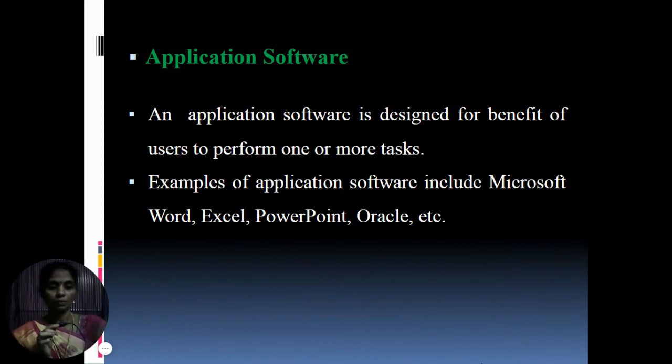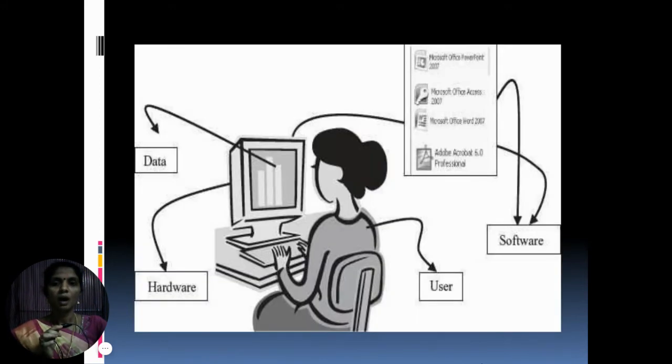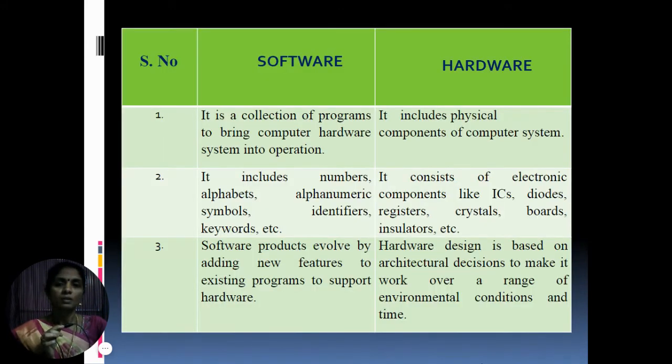Next, to discuss what is hardware and what is software. Software is a collection of programs to bring the computer hardware system into operation. So what is called the hardware? The hardware includes the physical components of a computer system. Next, the software includes numbers, alphabets, alphanumerical symbols, identifiers, keywords, etc. Hardware consists of electronic components like integrated circuits, diodes, registers, crystals, boards, like that.